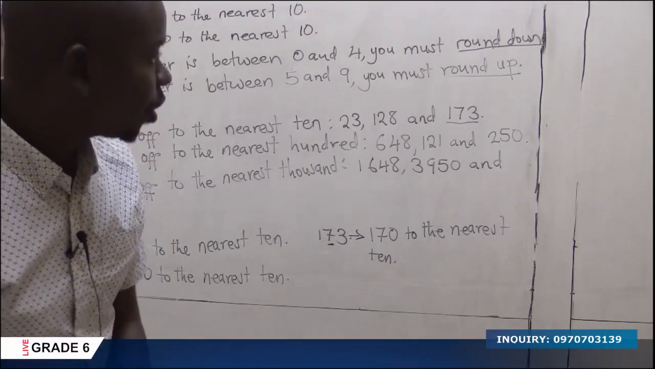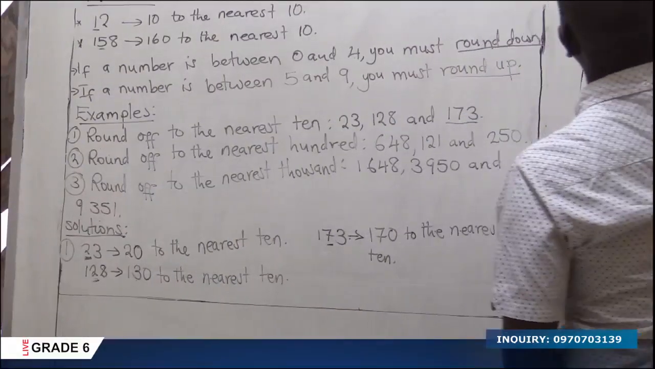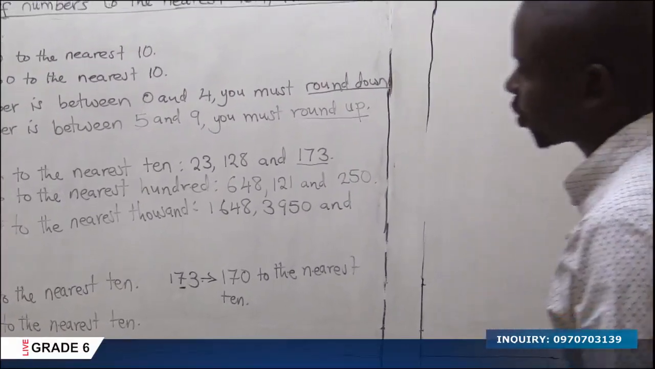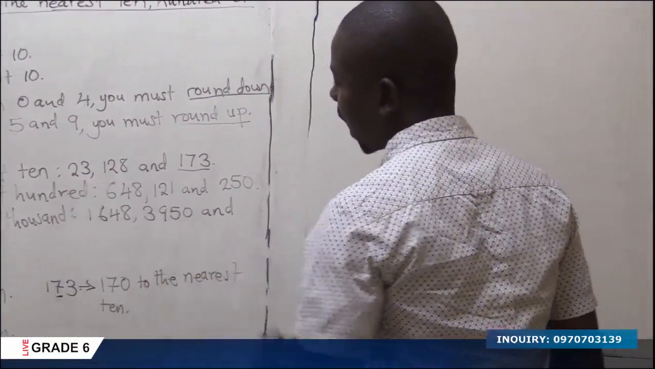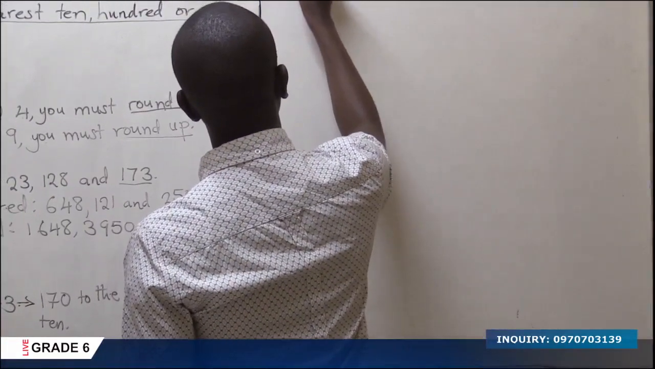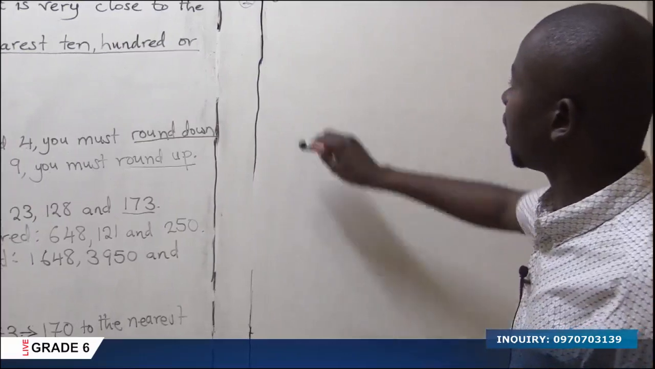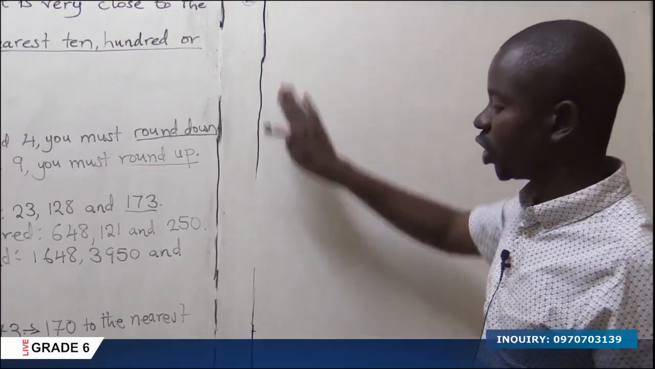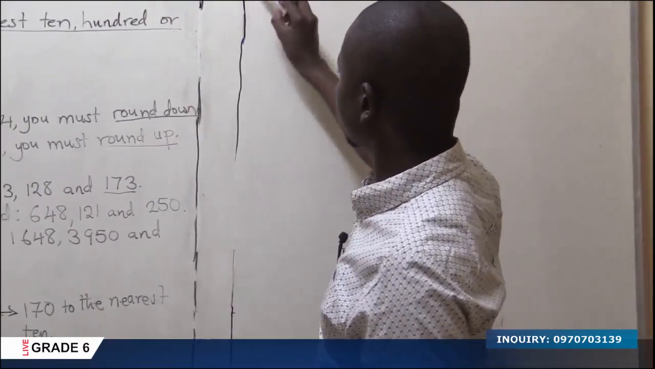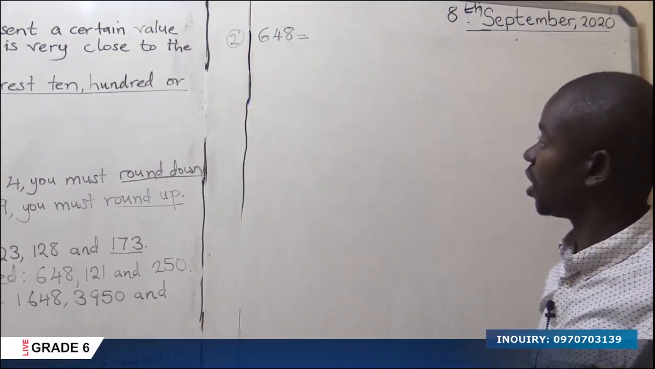All right, so let's move on to number 2. Number 2 says round off to the nearest 100. So we have got 648. We must change 648 to the nearest 100. So how do we change 648 to the nearest 100?